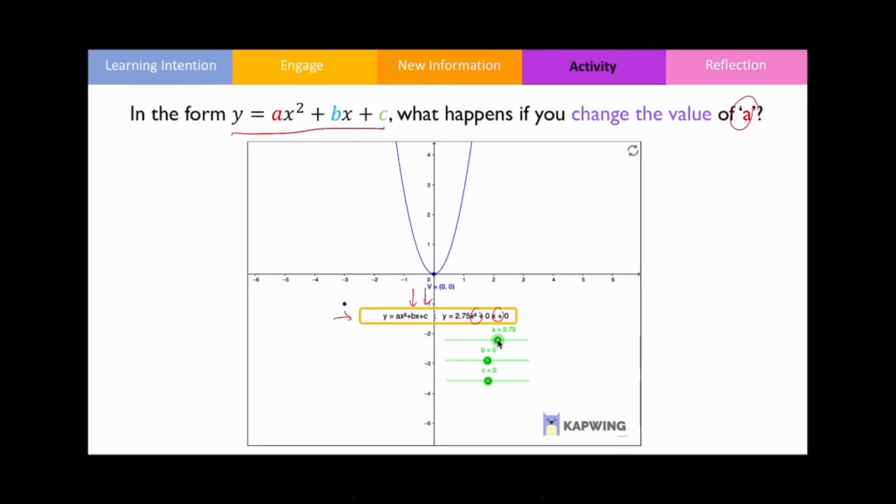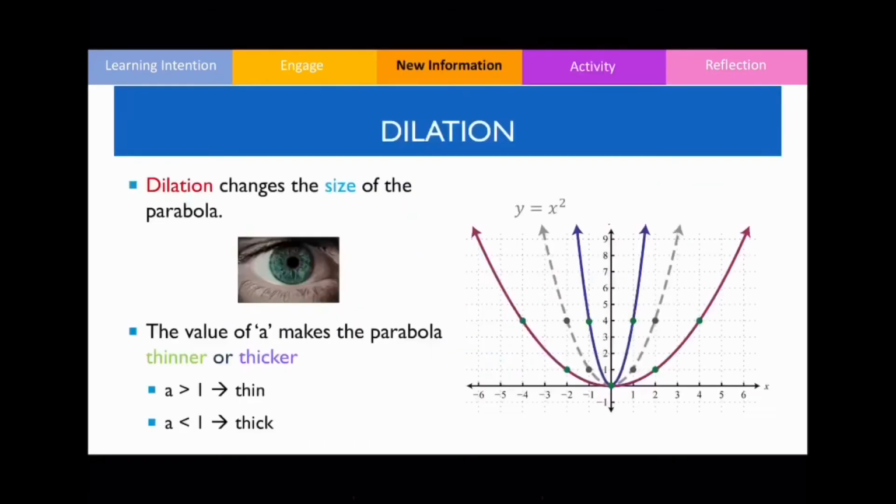As you can see, you probably would have noticed that if I was increasing the value of a, this resulted in a very thin parabola. Conversely, when I was decreasing my value of a, what I produced was a very thick or very wide parabola. This type of transformation is referred to as a dilation. So dilation involves changing the size of the parabola. The value of a makes the parabola either thinner or thicker.